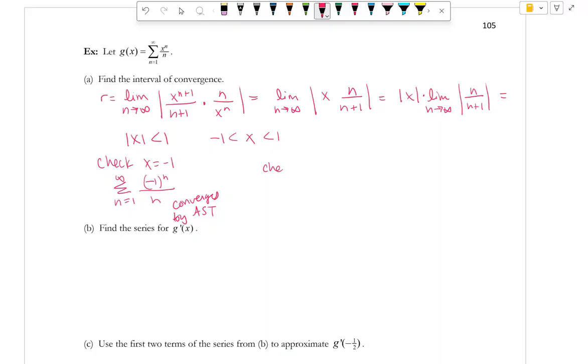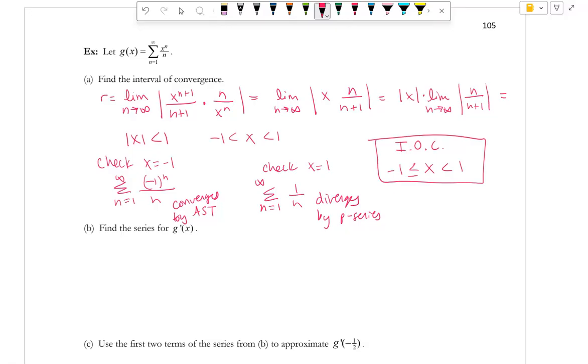I also need to check my other endpoint, x equals 1. When I do that, I just get 1 over n. And this is our harmonic series, and we know this diverges. So this diverges by the p-series test. So our interval of convergence does not include the endpoint 1, but does include the endpoint -1.